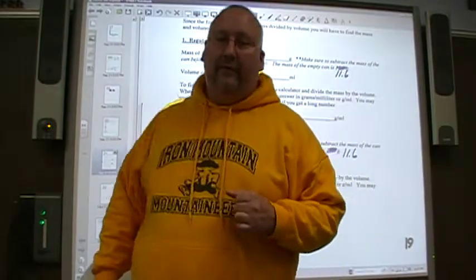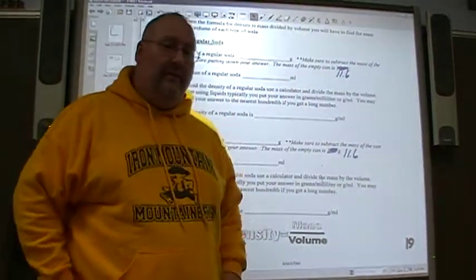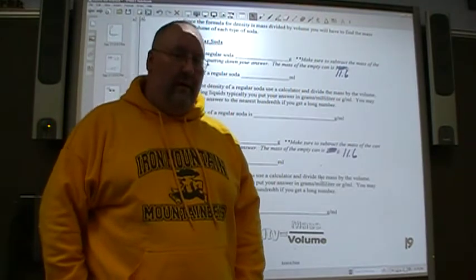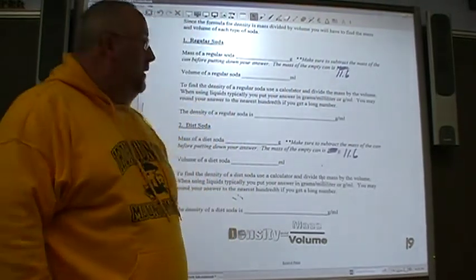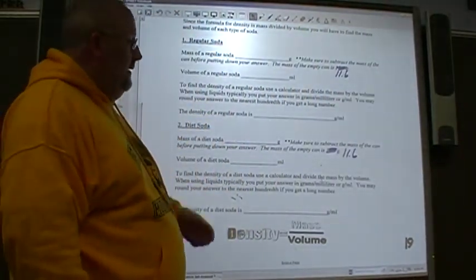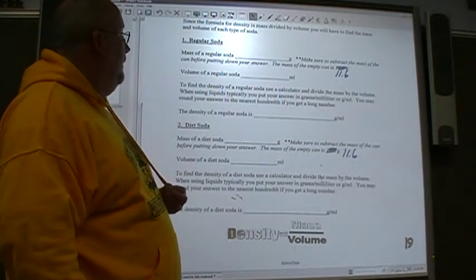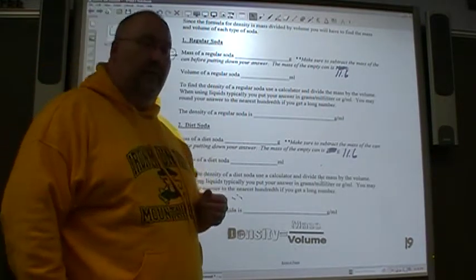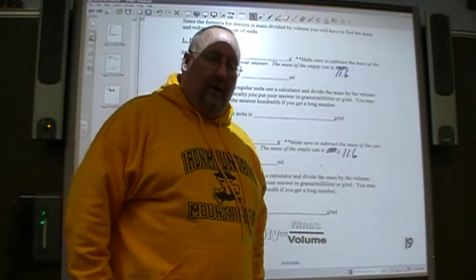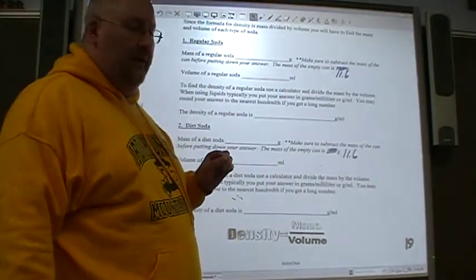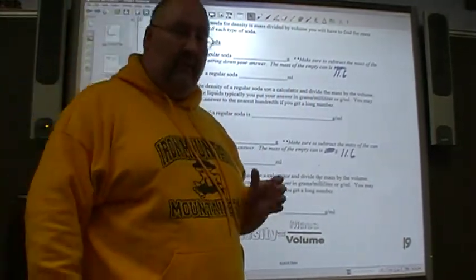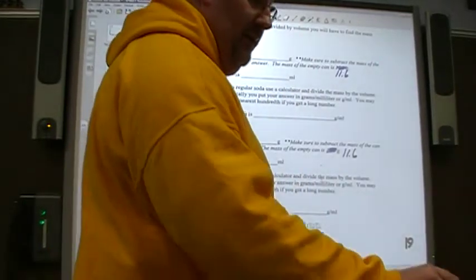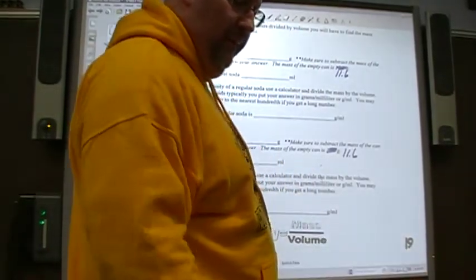Trying to help you finish or redo the diet versus regular soda density lab. On lab page 19, the first thing we have to do is find the mass of a regular soda, but it's very important that we note that the can also has some mass, so we're going to have to subtract that after we find out the mass of both.